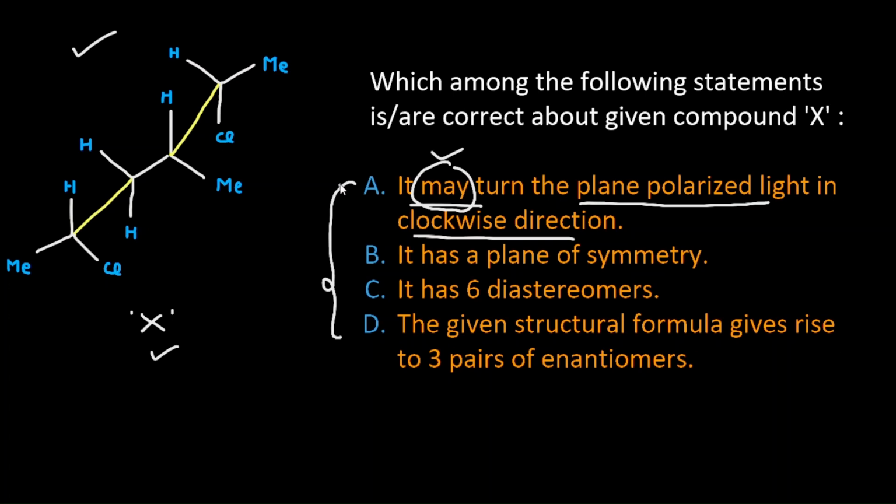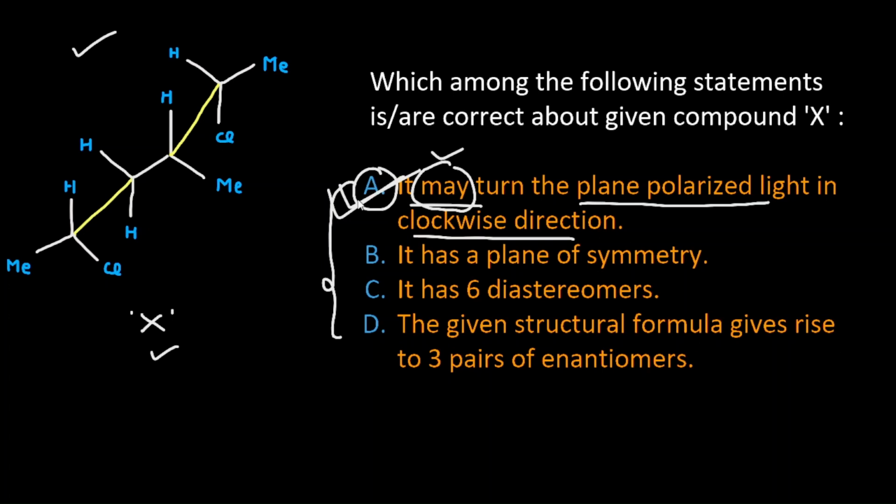It has not said it must, since it is just showing a possibility that it may turn the plane polarized light in the clockwise direction. So it's a correct possibility, and you must go with this option, because it is trying to say that first of all it is optically active, and since it's an optically active compound, it will definitely have action towards plane polarized light, which may turn clockwise or may turn anti-clockwise. So from this logical approach, you can say that option A is correct.